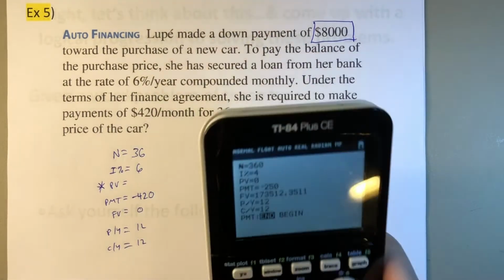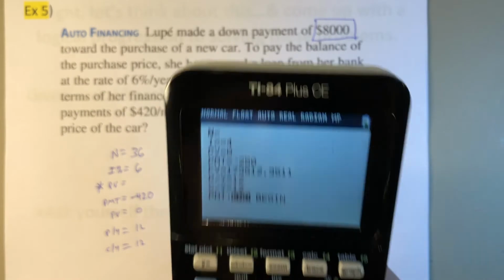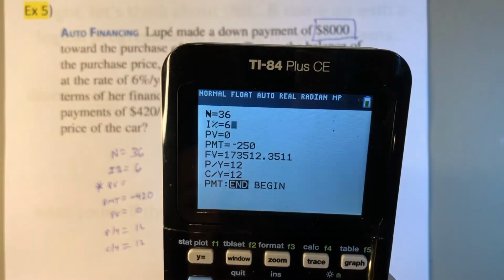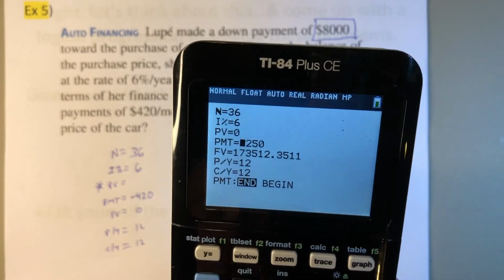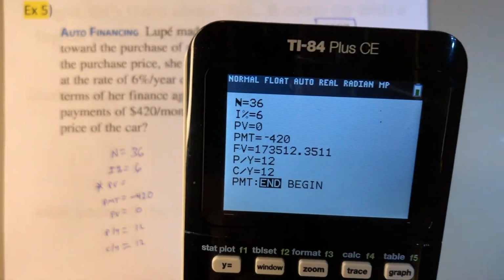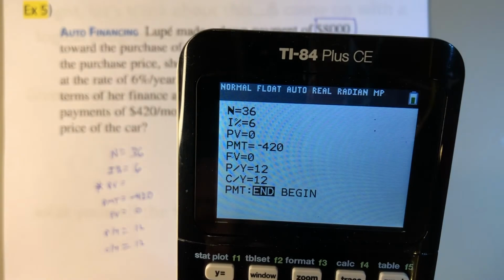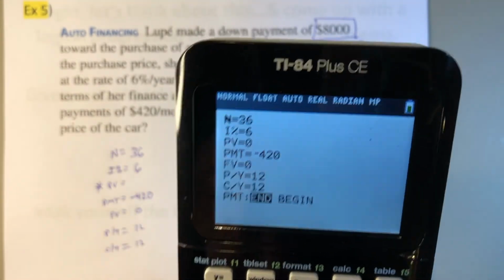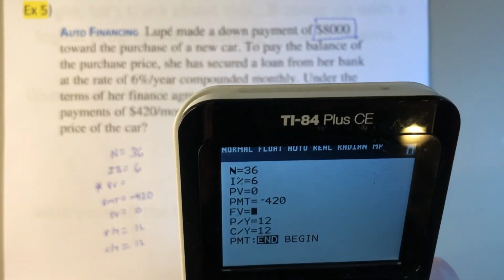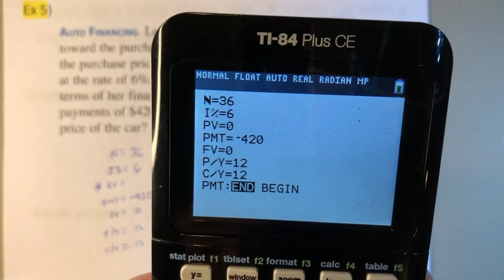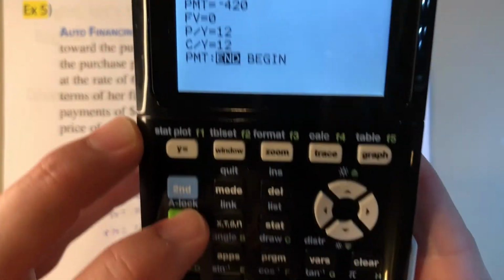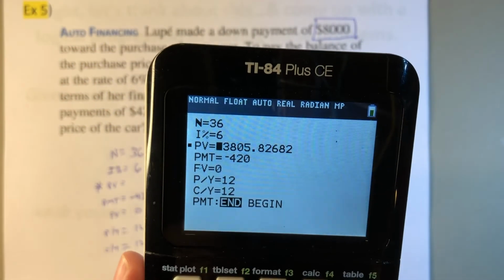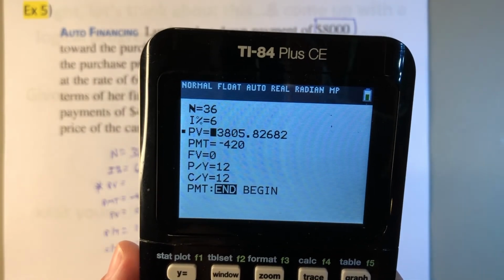So I go to my calculator. N is going to be 36. Interest rate is 6. Present value is what we're solving for. Payment is negative 420. Future value makes 0. Whatever one you're not solving for, make it a 0. Everything else is correct. So we go to present value, and what do you do? You hit alpha, enter, and there you go. We get the loan amount.